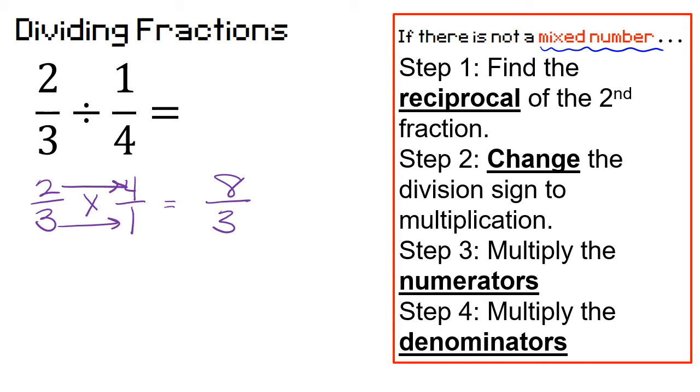So we're given the fraction 8/3. And if we go ahead and rewrite that as our mixed number here, 3 goes into 8 2 times. We have a remainder of 2, and we keep our denominator 3. So we say that 2/3 divided by 1/4 gives us 2 2/3.